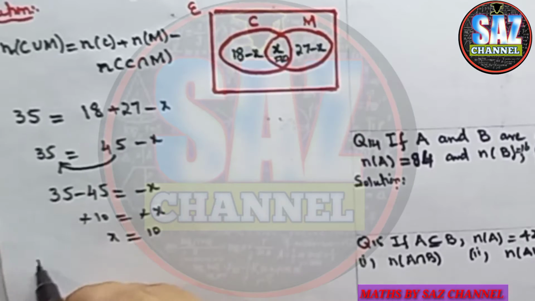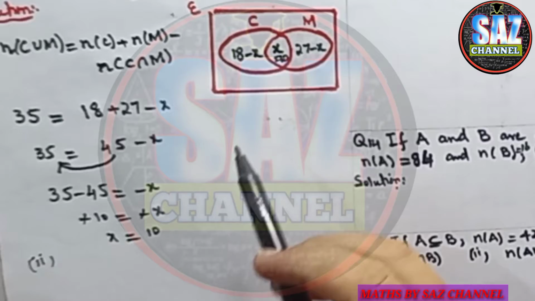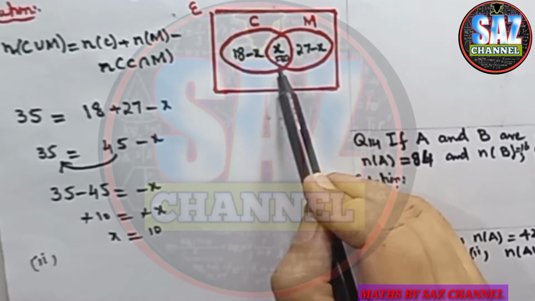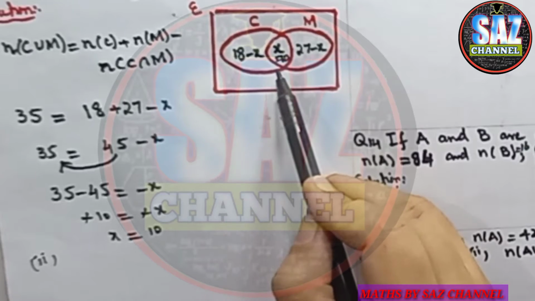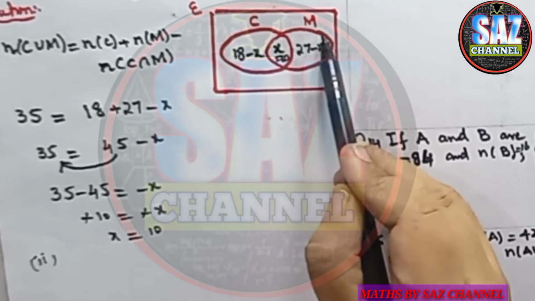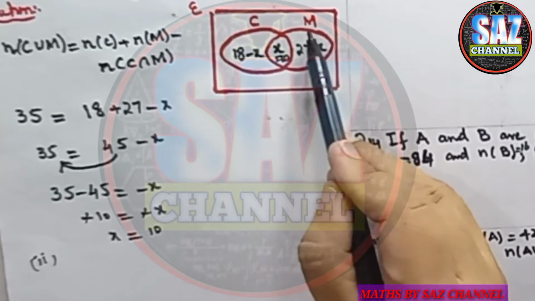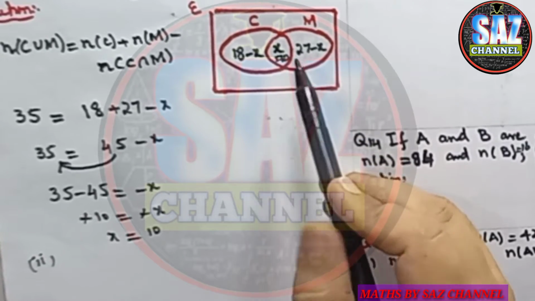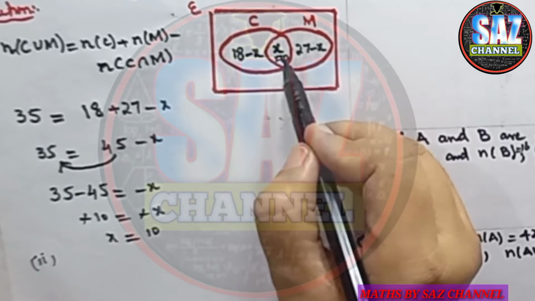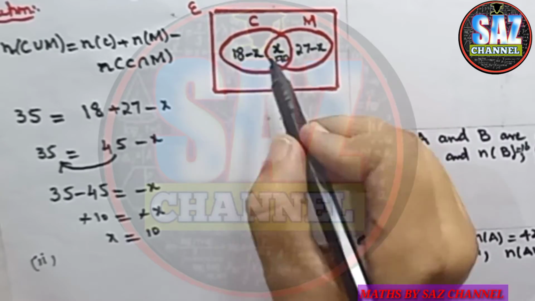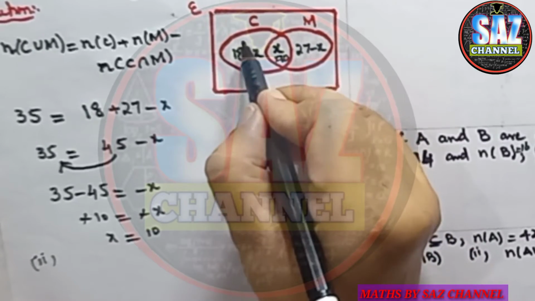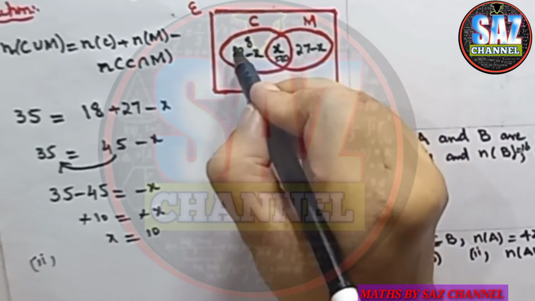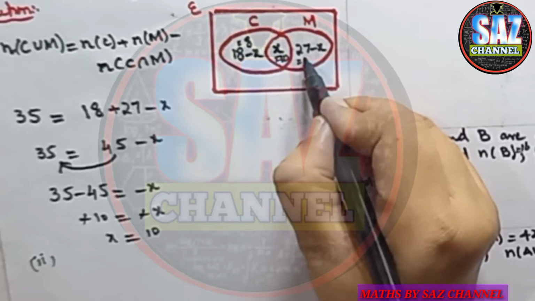Now, if we look at the diagram, we can see that 18 minus X are the families which have only car, and 27 minus X are the families that possess motorcycle only. Now, if 10 families are having both the things, so only car will be 18 minus 10, which is 8, and only motorcycle is 27 minus 10, which is 17.